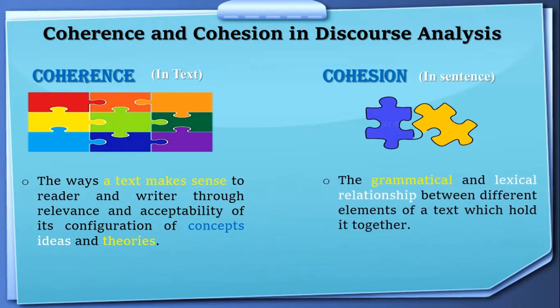However, when we talk about cohesion, it is the grammatical and lexical relationship between different elements of a text which hold it together. How the lexical items or words in the text are connected, or how grammatical structures are there, whether the sentences are in order and according to the grammatical structure. So coherence is grammar in discourse, and cohesion is grammar in sentence.